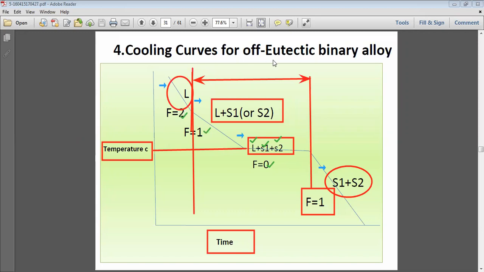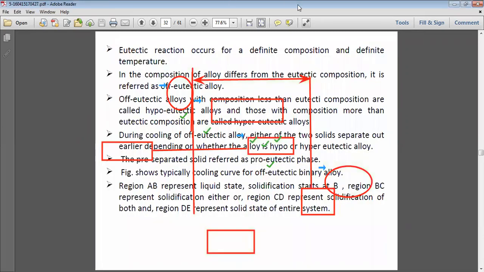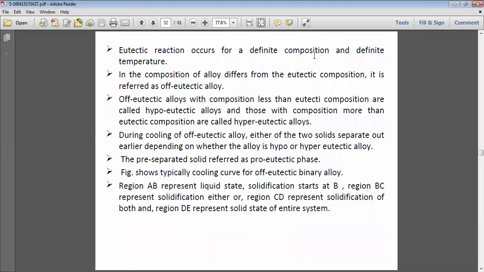Let's move further. What it says is that eutectic reaction occurs at a definite composition and definite temperature. So what is a eutectic reaction?